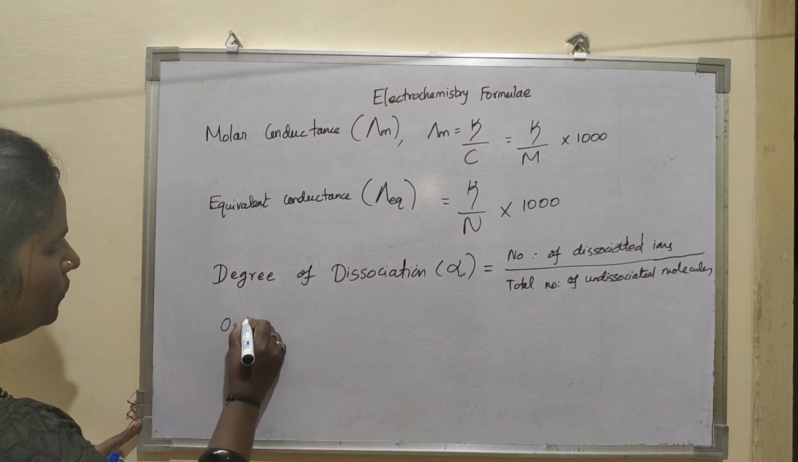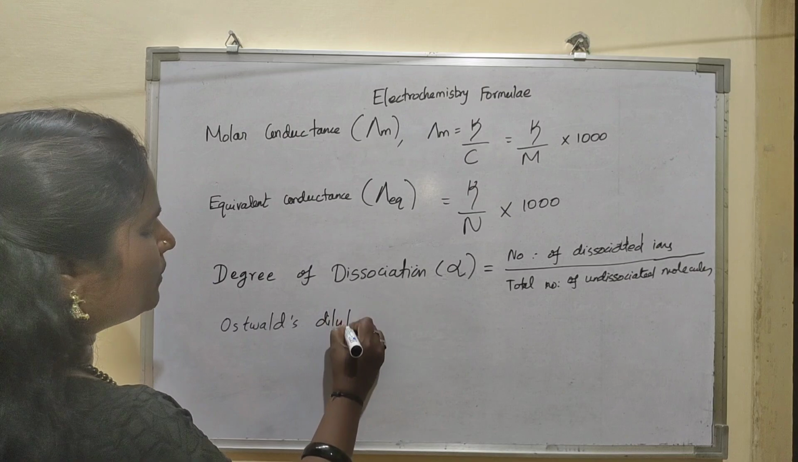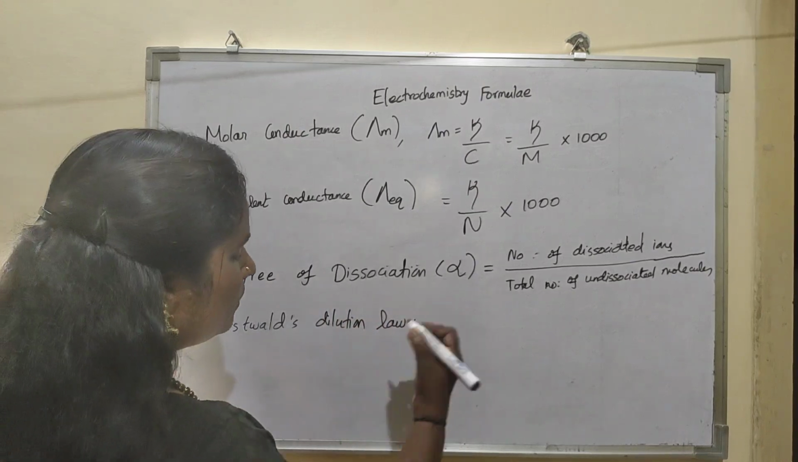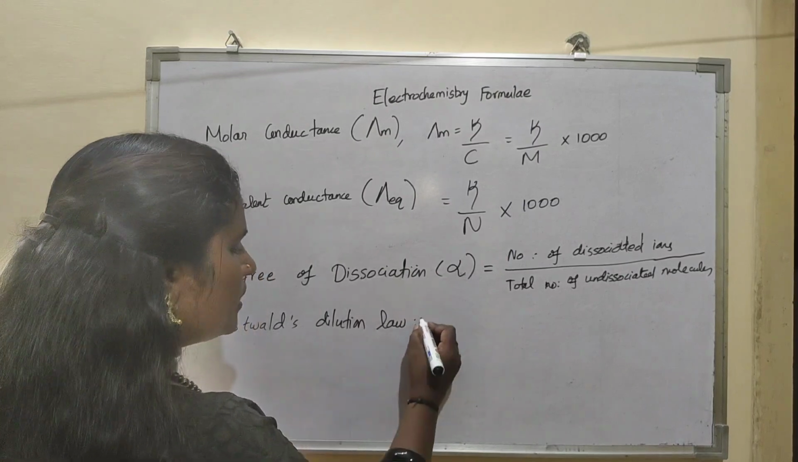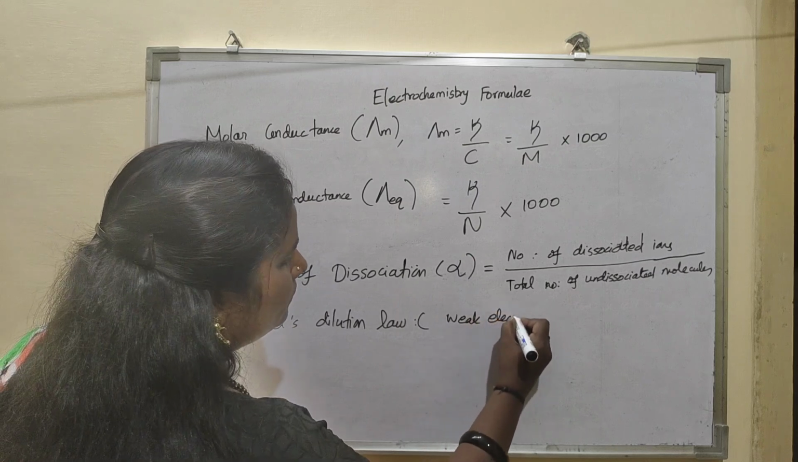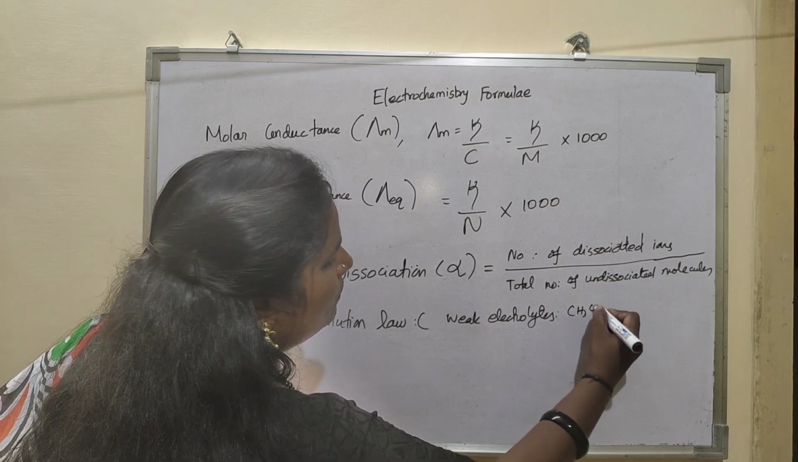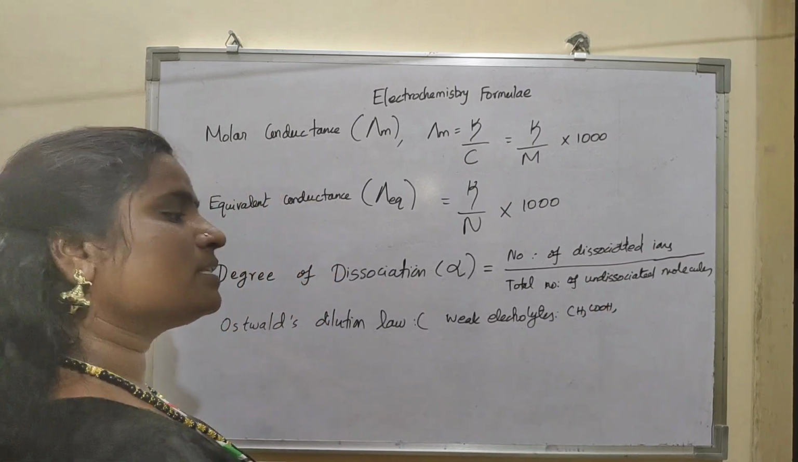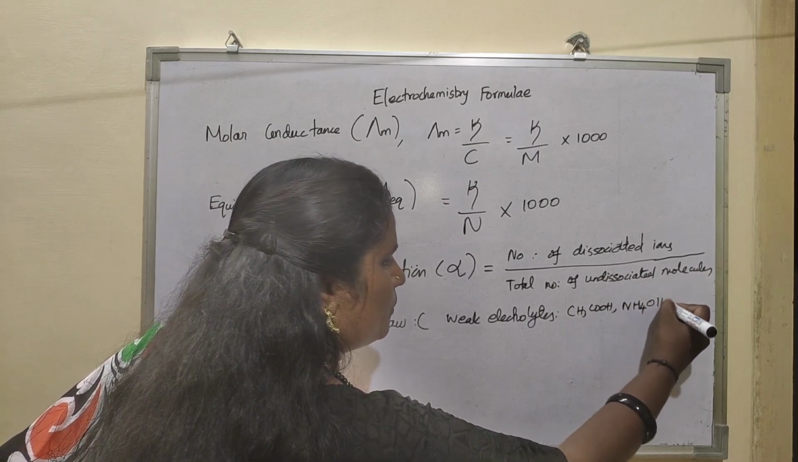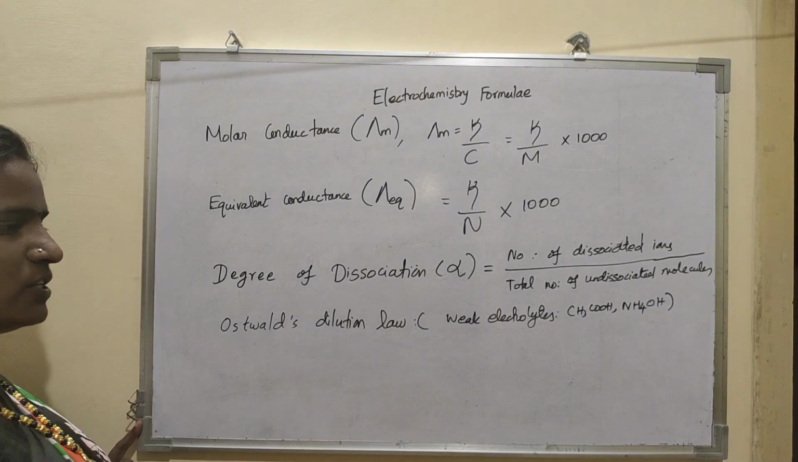So next we are moving on to the Ostwald dilution law. I am just writing the formula, not the problems. Based on this we'll work out problems in the future. As I told, it is only applicable for weak electrolytes. Examples of weak electrolytes are acetic acid, all the organic acids, formic acid, tartaric acid, and the weak base is ammonium hydroxide. So this law is exclusively for the weak electrolytes.